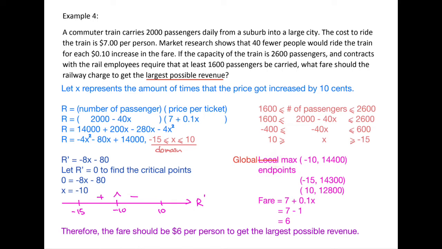Therefore, let's make a conclusion. We want to find the price per ticket. We know the price per ticket is 7 + 0.1x, and we know x will be -10. So we put -10 into x, and we get the price is $6. And the final statement: therefore, the fare should be $6 per person in order to get the maximum possible revenue.